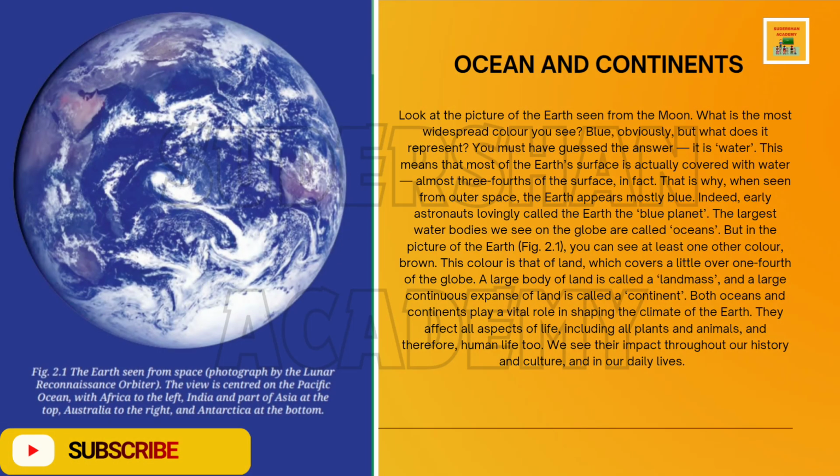Ocean and continents. Look at the picture of the Earth seen from the moon. What is the most widespread color you see? Blue, obviously, but what does it represent? You must have guessed the answer, it is water.